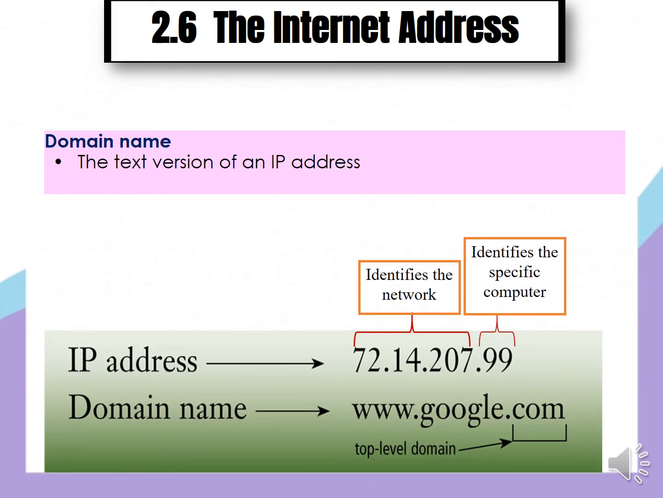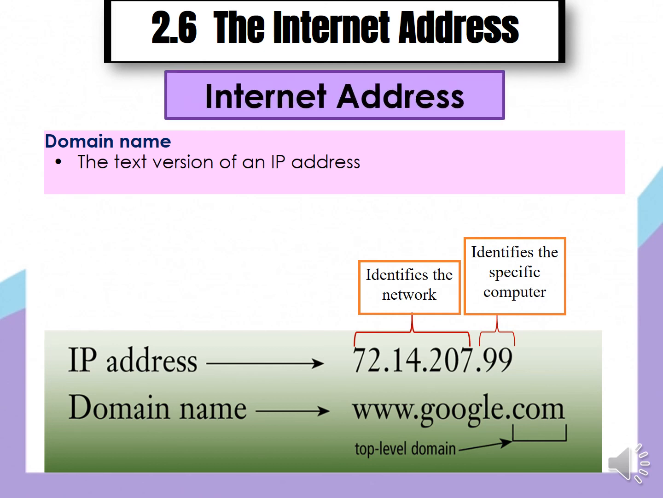Now, let us have a look at the relationship between domain name and IP address. What is a domain name? It is the text version of an IP address. Domain names are easier for people to remember than numbers. Generally, the first portion of an IP address identifies the network. The last portion of the IP address identifies the specific computer.